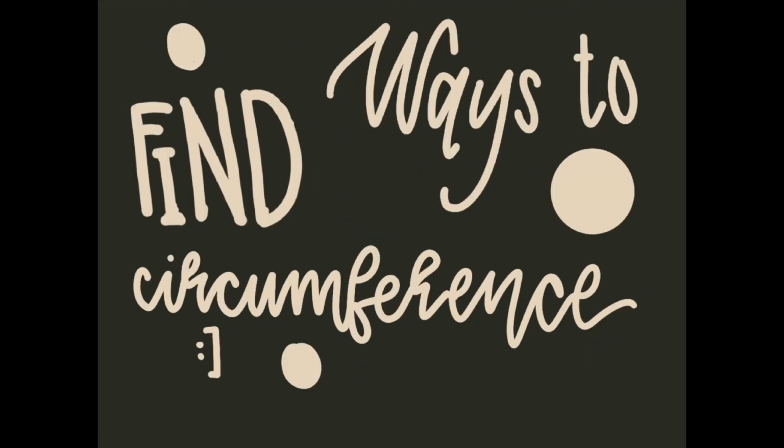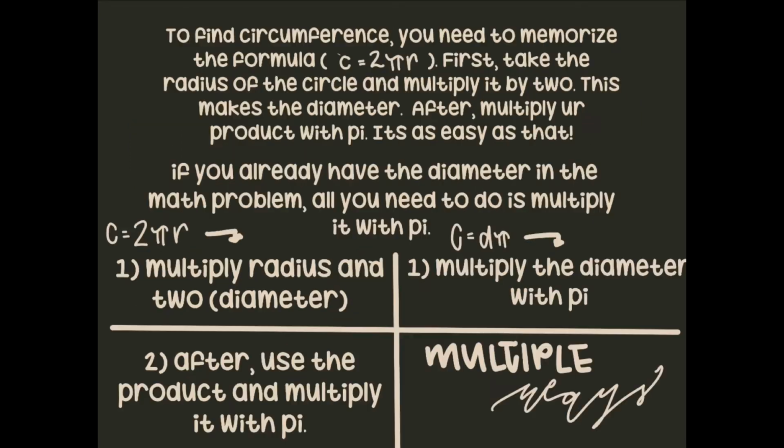Ways to find circumference. To find the circumference, you need to memorize the formula. Circumference equals 2 pi r. First, take the radius of the circle and multiply it by 2. This makes the diameter. After, multiply your product with pi. It's as easy as that.